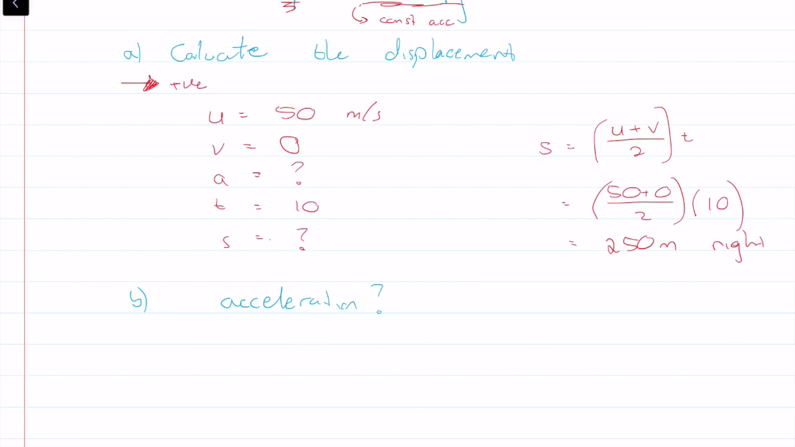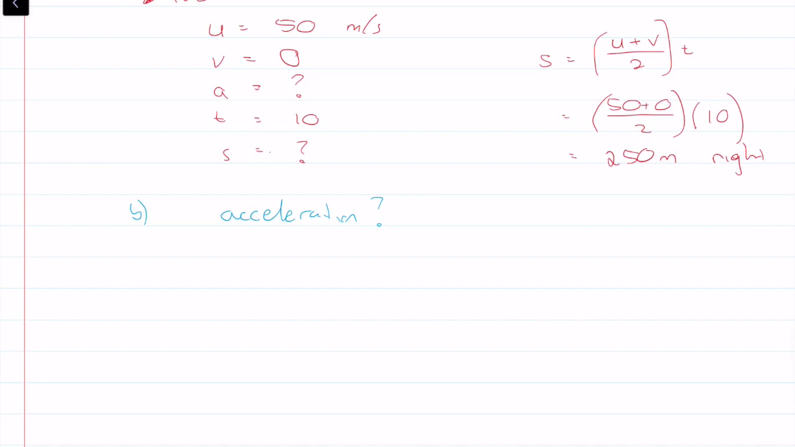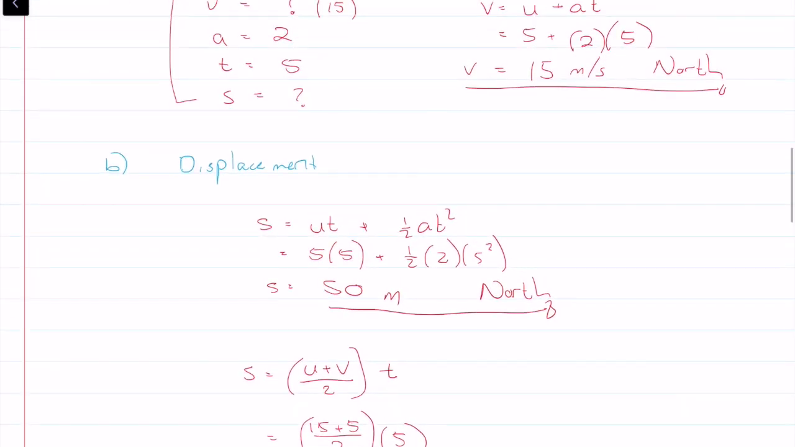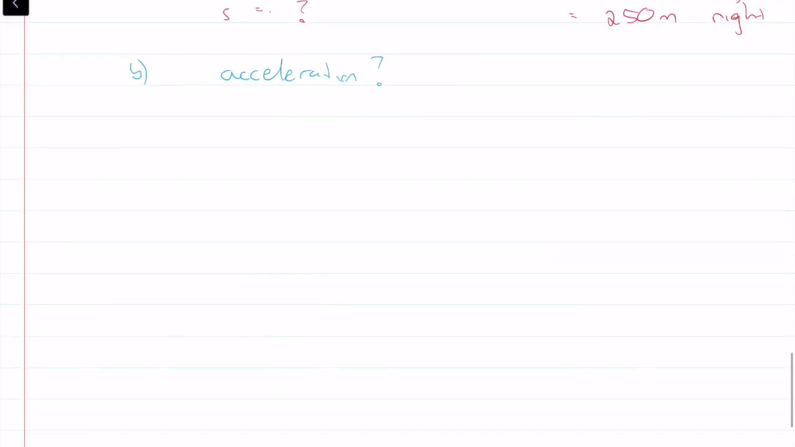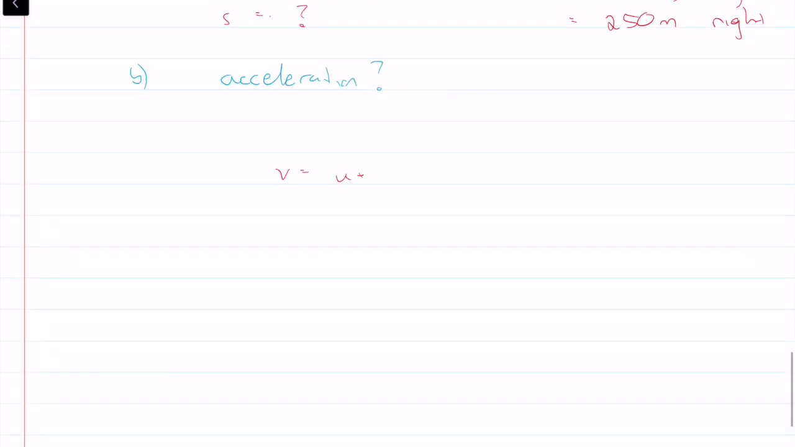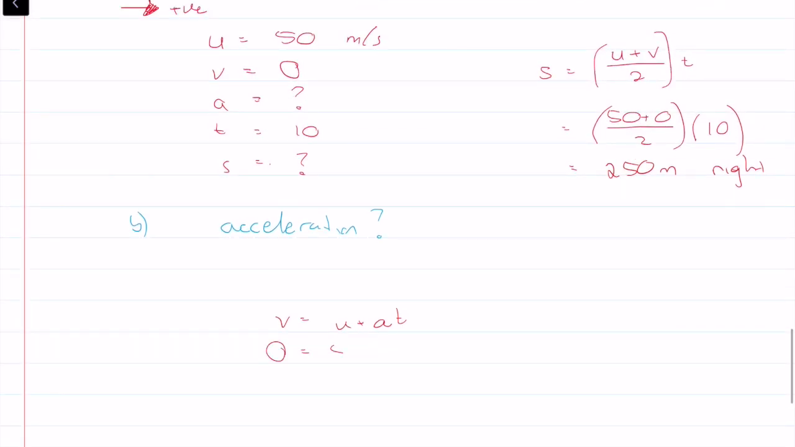Okay, so what is acceleration? We can use the same UVAT. I want an equation that doesn't have S, so we look for an equation that doesn't have S, and it's equation number 1. We can use the equation V equals U plus AT. V is final velocity, which was 0. Initial is 50. Our acceleration is the unknown, and our time is 10 seconds. If we plug this into our calculator, we get acceleration is equal to minus 5 meters per second squared.